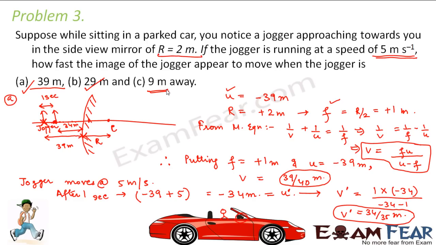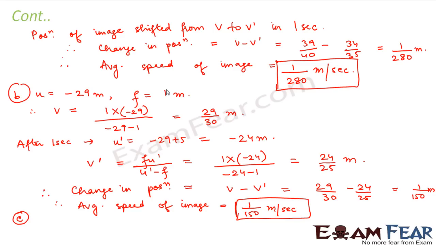That means the image speed is increasing as the jogger comes closer to the mirror. Even though the object speed is remaining the same, as the jogger approaches the mirror, the image speed is increasing. Right here you saw that when u was 39 meters, the speed was 1/280 meter per second. But when the jogger distance is 29 meters, the image speed increased to 1/150 meter per second. So as the jogger approaches the mirror, even though the jogger speed still remains the same, the image speed keeps increasing.